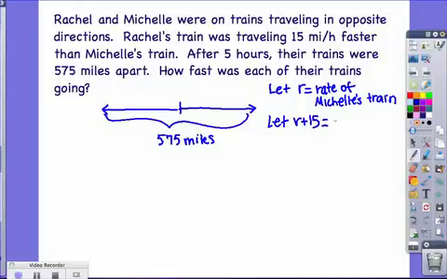We defined r as the rate of Michelle's train. So Michelle's train traveled 50 miles per hour. Rachel's train traveled 15 miles per hour faster than Michelle's, or 65 miles per hour.